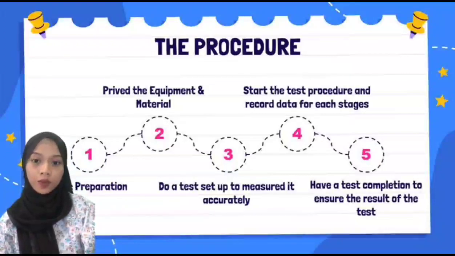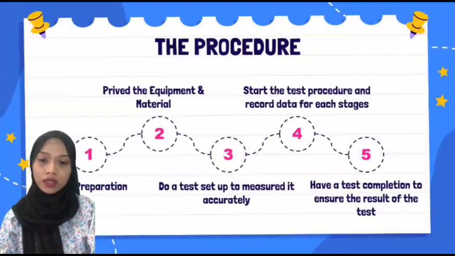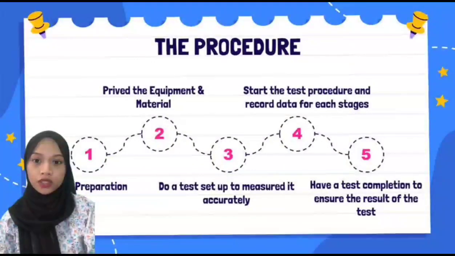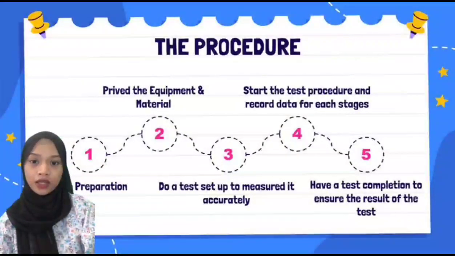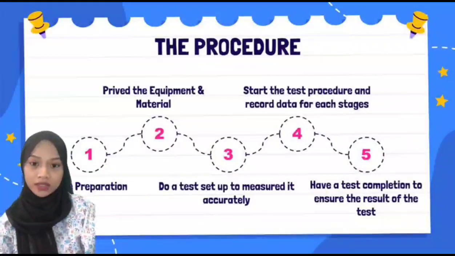I take part in the work procedure. The first one is site preparation. We selected our place at the construction site of a hospital, which is at Sri Iskandar, Perak. Number 2 is the equipment and material. We provide the equipment and the material of the plate bearing to do the test. Number 3 is setting up the equipment. Then we do the test setup to measure it accurately. Number 4 is the work procedure. Start to do the test procedure and record the data for each stage. Lastly, test completion. We do the test completion to ensure the result of the test is accurate and precise.